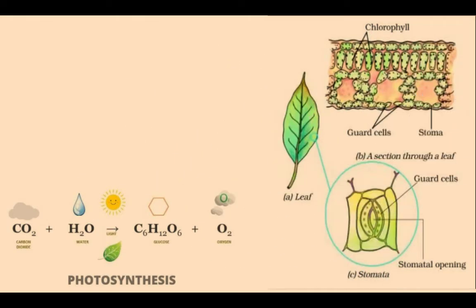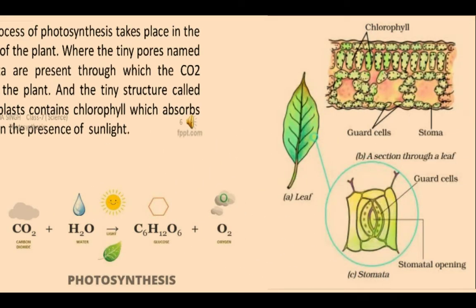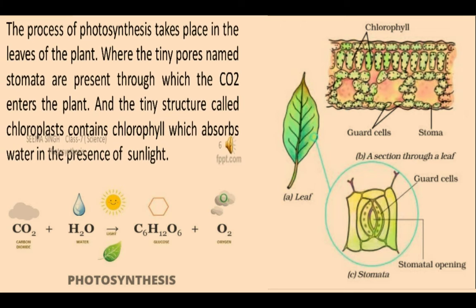Next, photosynthesis. The process of photosynthesis takes place in the leaves, where tiny pores named stomata are present through which the CO2 enters the plant. And the tiny structure called chloroplast contains chlorophyll, which absorbs sunlight.